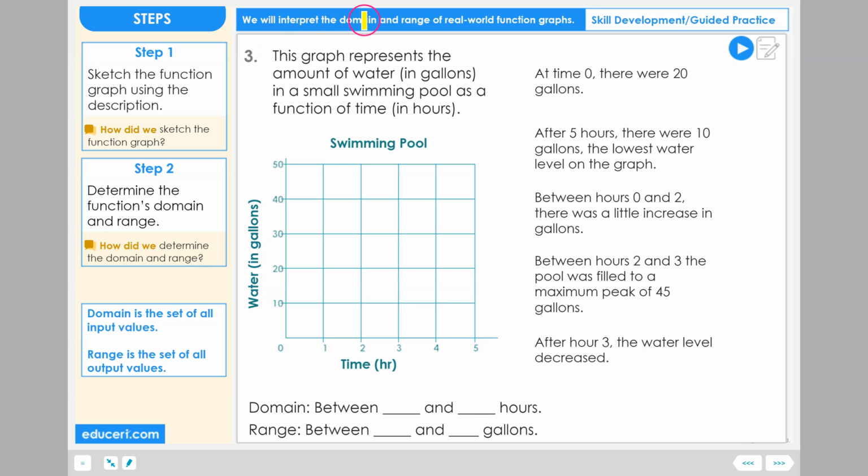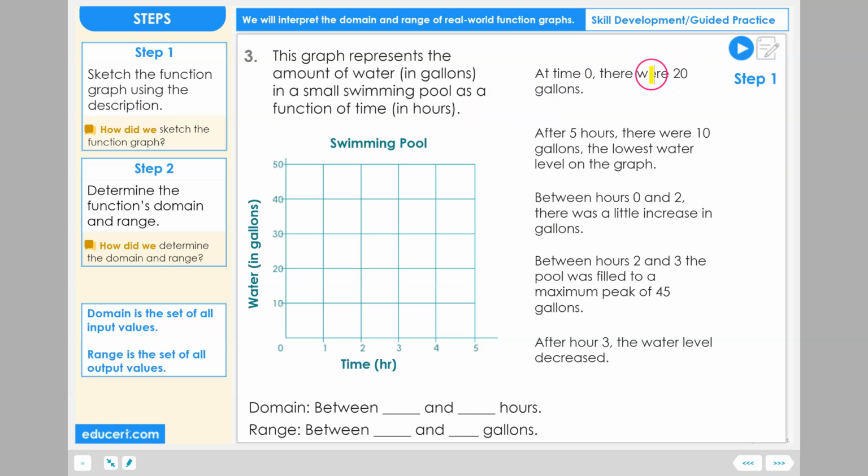Let's interpret the domain and range of real-world function graphs. Number 3. This graph represents the amount of water in gallons in a swimming pool as a function of time in hours. Step number 1. Sketch the function graph using the description.